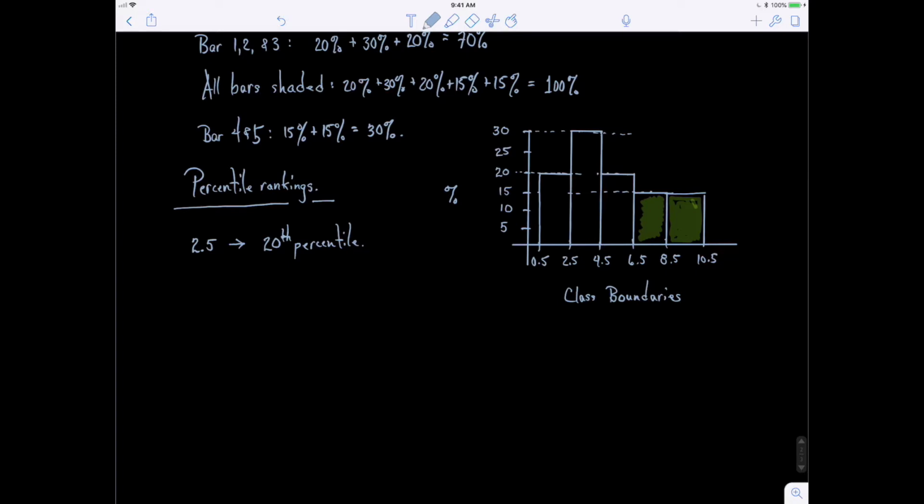We could do each one of these. For example, if I look at 4.5, well, it's above the first 20% plus the next 30. So we would say this represents the 50th percentile of our data. If we continue on, we could say 6.5. And 6.5, we have 20% in this first bin. In the second bin, we have 30, so that's 50. And then in the next bin, we have another 20, so that's 70%. So it represents the 70th percentile.